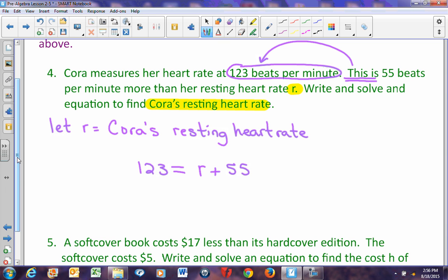Okay, to solve this, they added 55 to both sides, so we will subtract 55 from both sides. Cancel that out, that means R. 123 minus 55 is 68, so my resting heart rate is 68. Since it's a word problem, I have to write my answer in a complete sentence. So Cora's resting heart rate is 68 beats per minute.